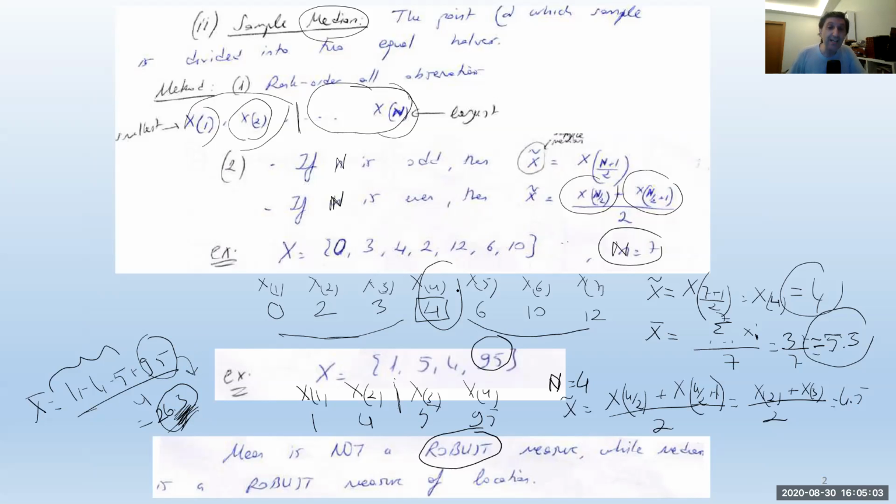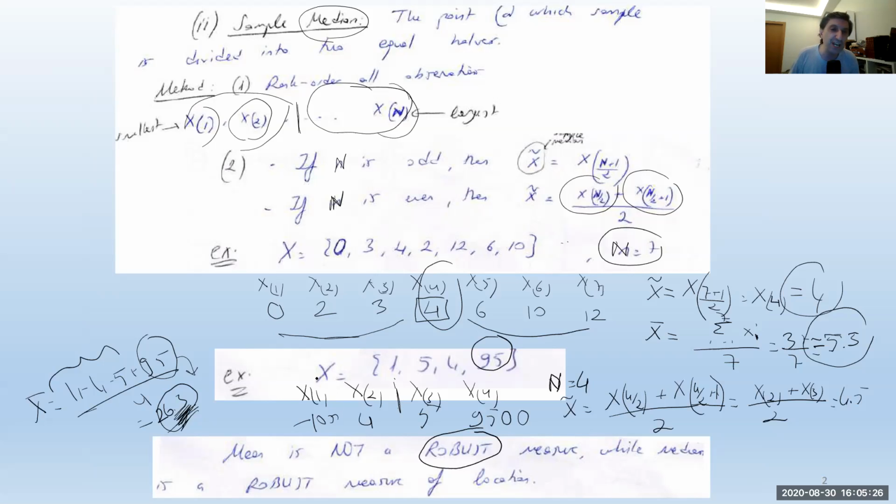On the other hand, note that the sample median is not affected by outliers. Why? If this 95, of course we are talking about grades so it cannot be higher, but if this were 9,500, the sample median, note, wouldn't have changed. If this were minus 1,000, the sample median would still have been equal to 4.5.